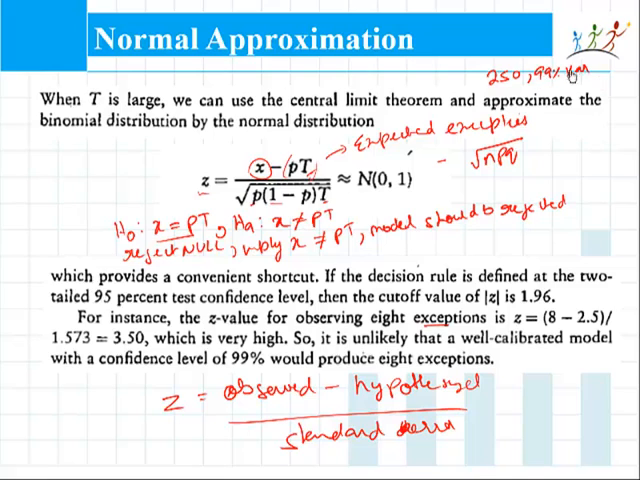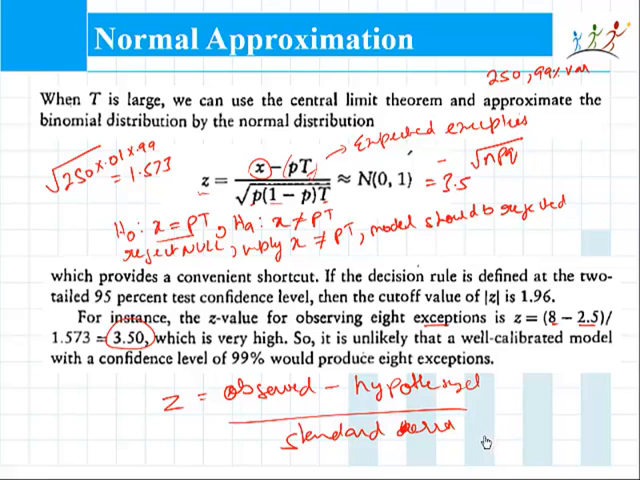So the expected number of exceedances is 2.5. The observed exceedances is 8. So (8 minus 2.5) upon the square root of NPQ, that is 250 into 0.01 into 0.99, that is N times P times (1 minus P), which comes out to be 1.573, will be 3.5. So the observed value of the Z statistic comes out to be 3.5.